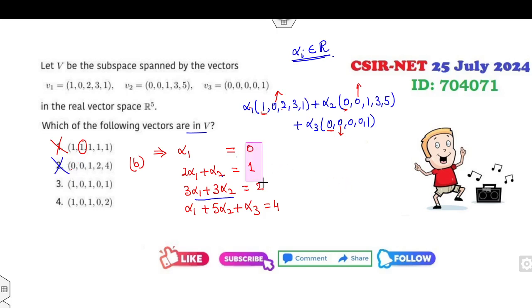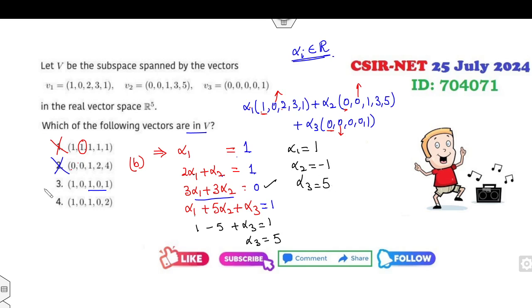Now look at the third option. For the third option, this is the first component, then 1, 0, 1. So let's see, can you find the value of alpha 1? Alpha 1 is 1. If you substitute here, alpha 2 is my minus 1. Is it satisfied? Yes, satisfied. This is 1 minus 5 plus alpha 3 is equal to 1. So alpha 3 you can get as 5. So yes, you can obtain unique values of the alpha. So this option is the correct option.